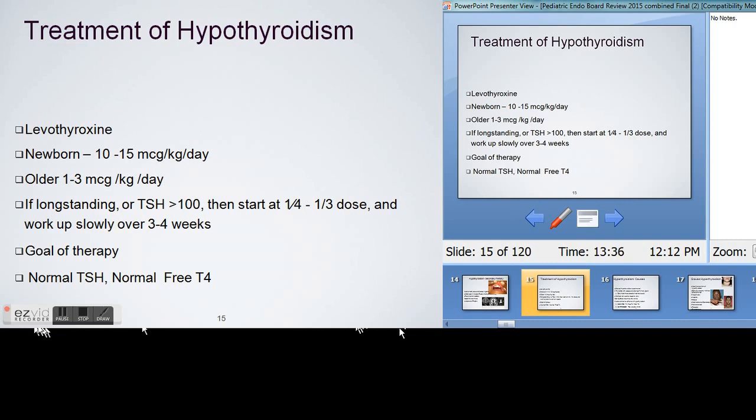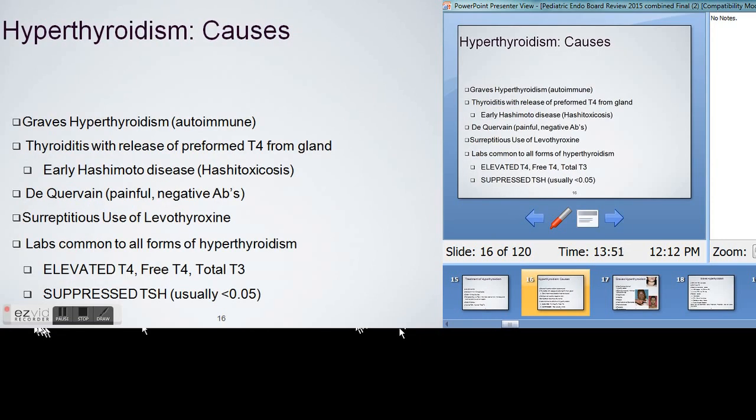But we always want to make sure we treat the patient to the higher end of the free T4 in the first 3 years of life, because during that time we have brain growth, and with brain growth, we want to keep the patient's T4 high to enhance brain growth. We tend to start with the higher doses in younger kids so that we can get them euthyroid very quickly. But for other kids, we'll titrate up.